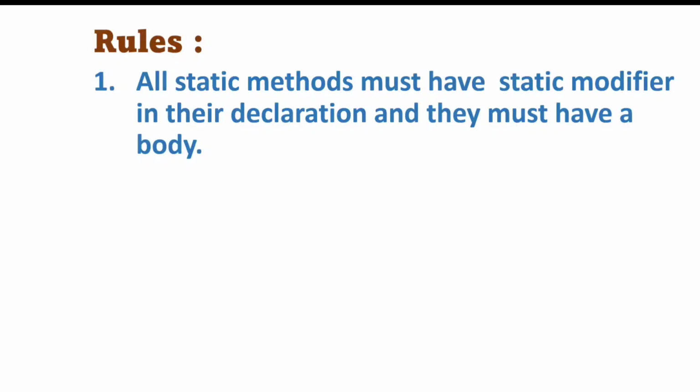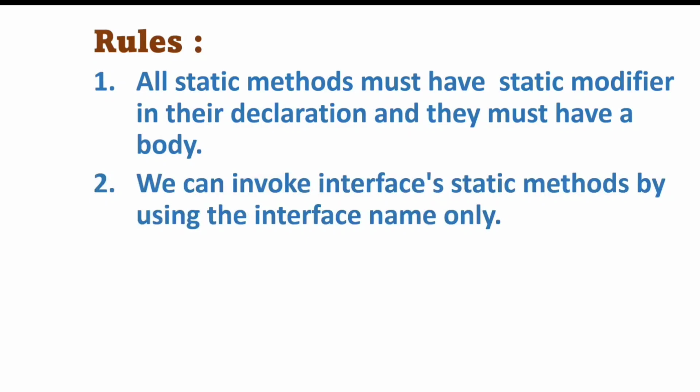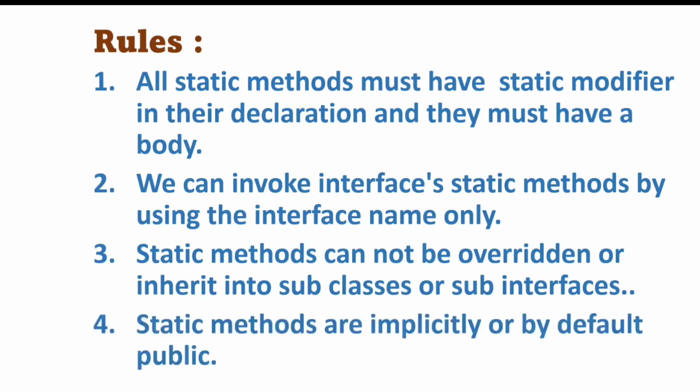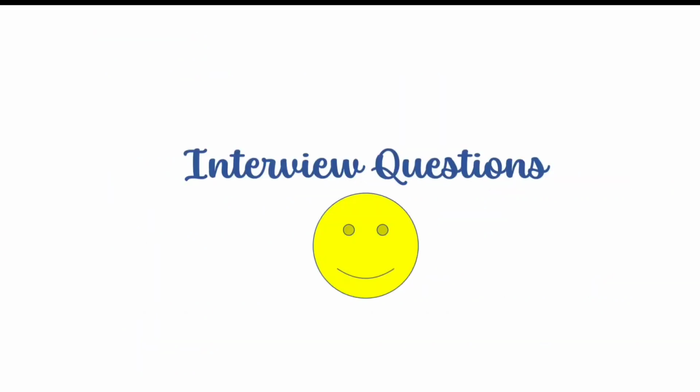And second rule is we can invoke an interface static method by using the interface name only. We do not need to create an object. And third rule is a static method cannot be overridden or inherited into subclasses or subinterfaces. That we have already discussed. And fourth rule is static methods are implicitly or by default public. But after Java 9, we can make them private also. I will cover this point further in interview questions. So these are the basic rules about static methods that we should remember. Now let's focus on some frequently asked interview questions about interface static method.